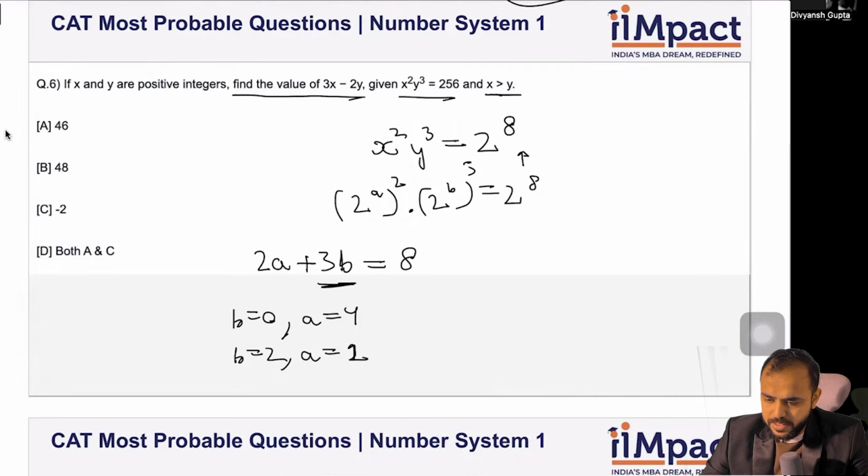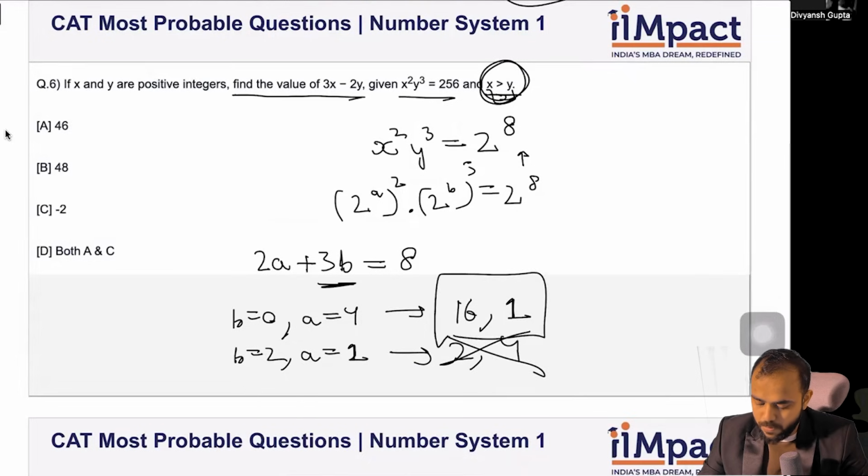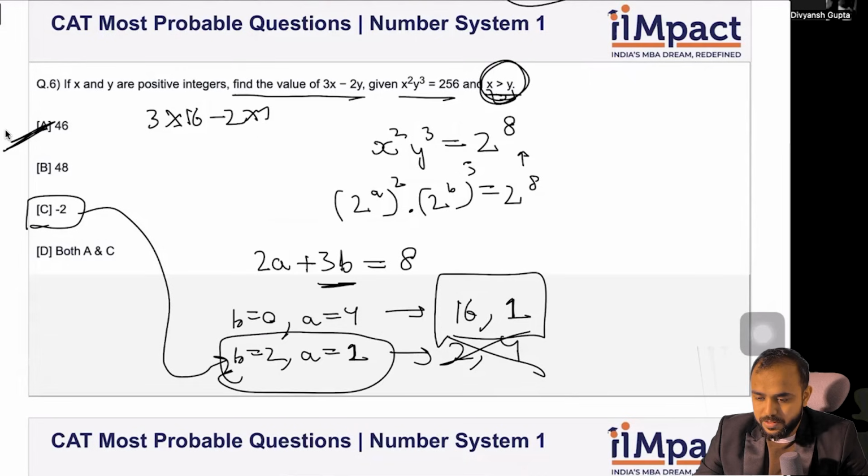So corresponding to these, what are the values I will get? If b is equal to 0 and a is equal to 4, I'll get x as 2 to the power 4, that is 16, and y as 2 to the power 0, that is 1. This is satisfied. The second situation will give me x as 2 to the power 1, that is 2, and y as 2 to the power 2, that is 4, but x is greater than y, so this is not allowed. So this is my x comma y. So my answer will be 3 into 16 minus 2 into 1, that is 48 minus 2, that is 46. This would have come by using this situation.